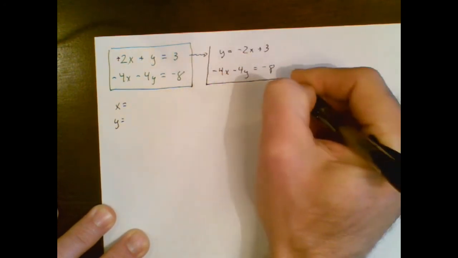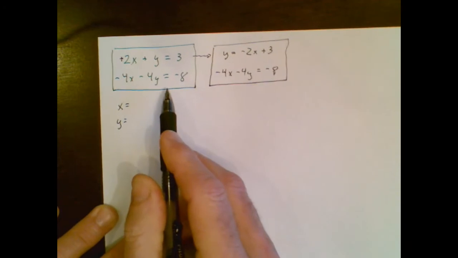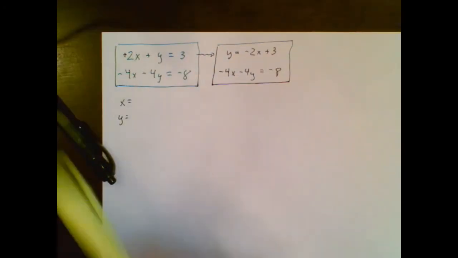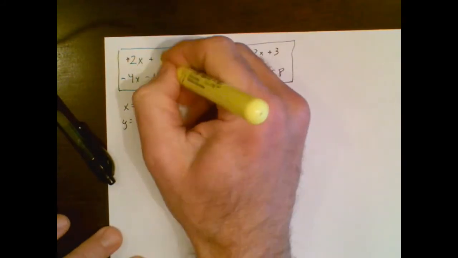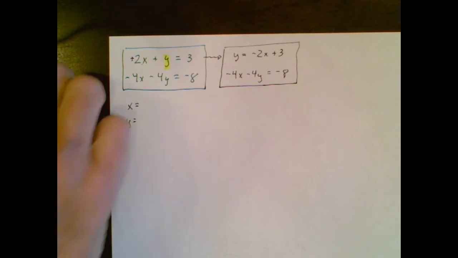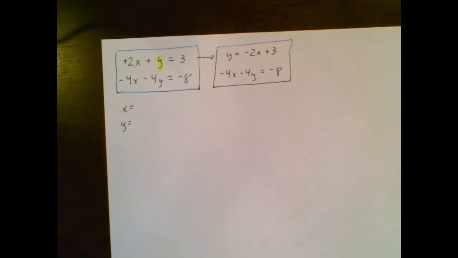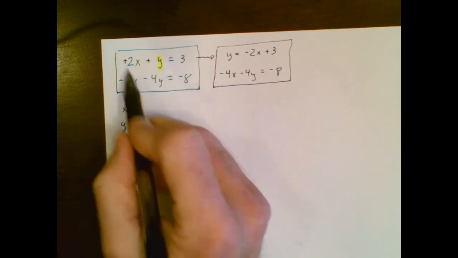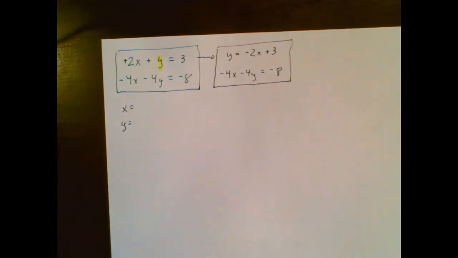So what I had to do here was take a system that wasn't very friendly for substitution, and by solving for this variable, I made it into a system that's going to be friendly to substitution. Now there's nothing magical about solving for that y. I could solve for any variable in here. I just chose the one that was going to be easiest.